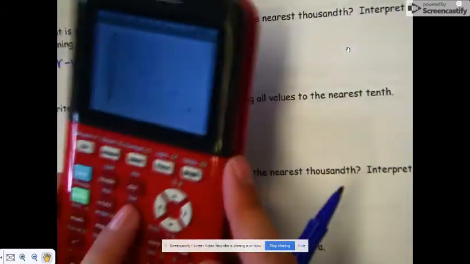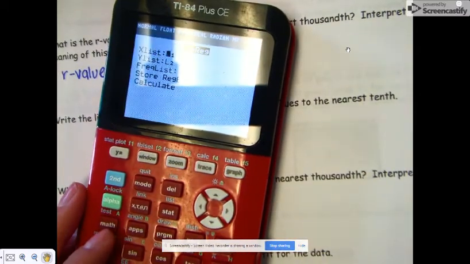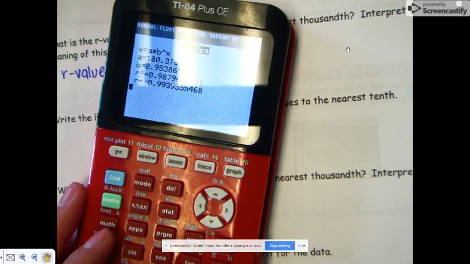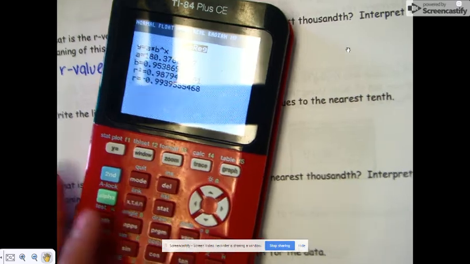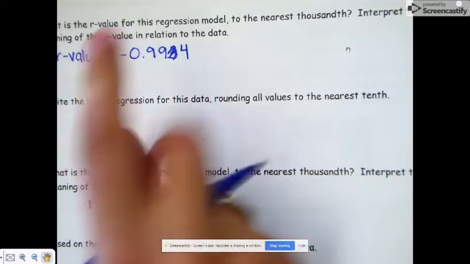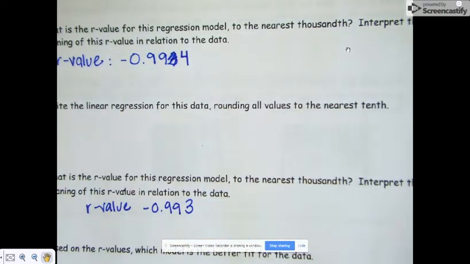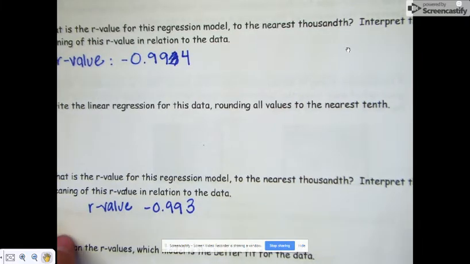Okay, I think this one is slightly higher. If I go back, let me go to Stat Calc and then 0. I think I might have rounded wrong. 0.99, yeah, this is 0.994. So exponential is a slightly better model. But all the other questions you should be able to answer by yourself.